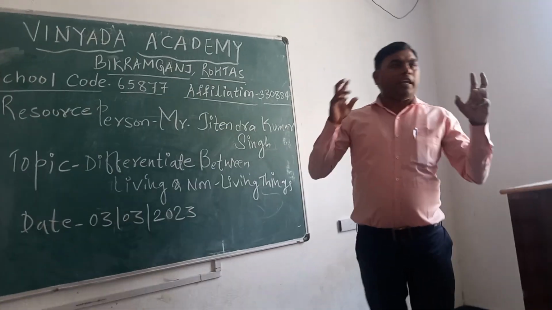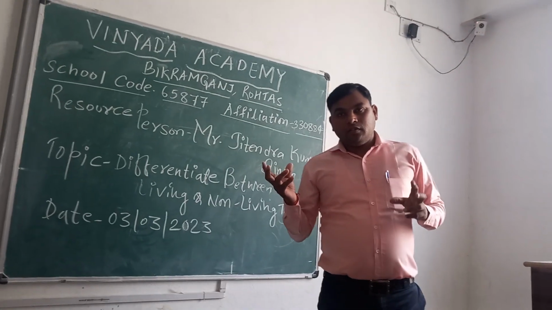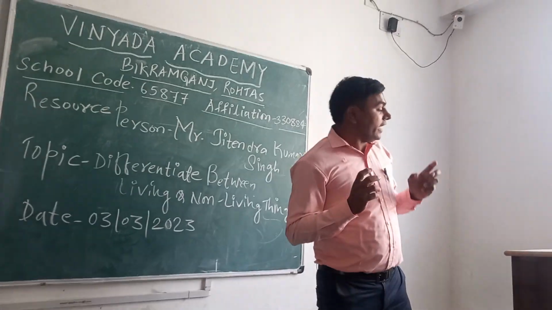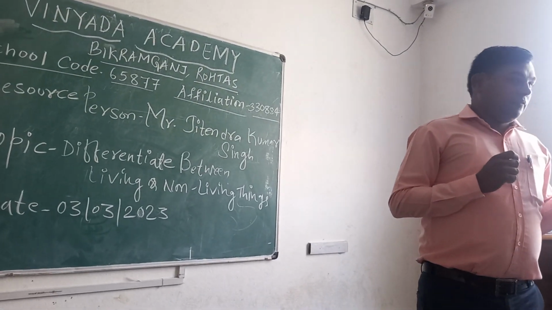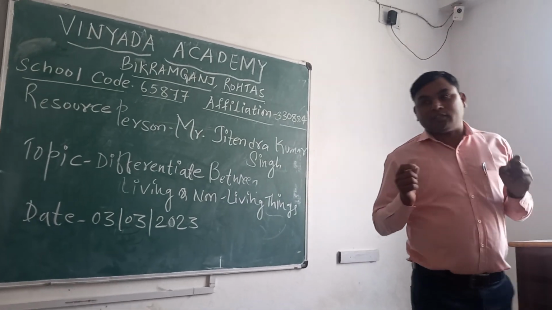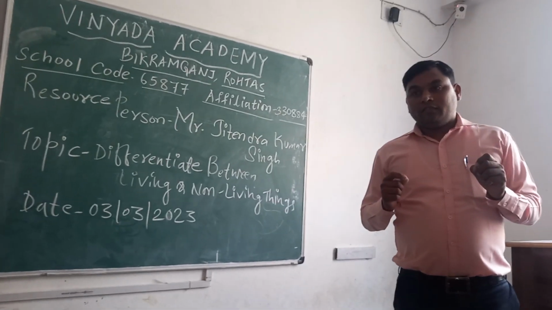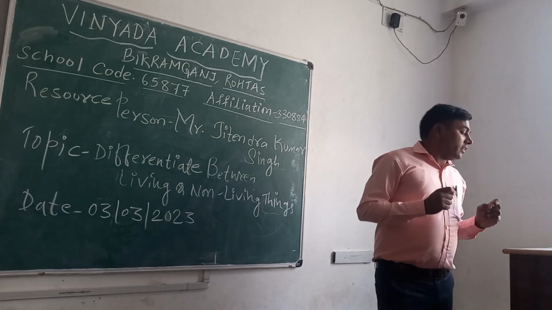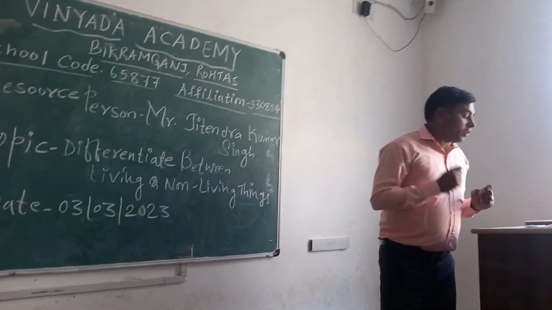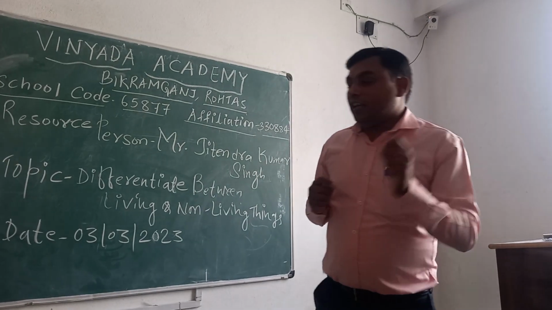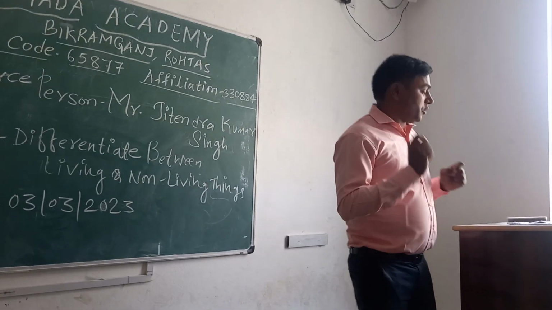There are so many species of animals and plants. I think almost 16 lakh species of animals and about 4 lakh species of plants are there.